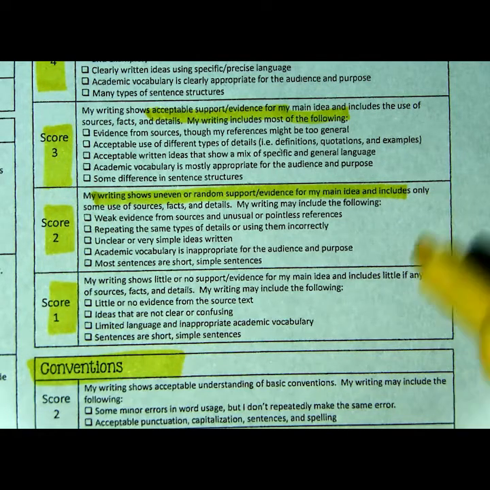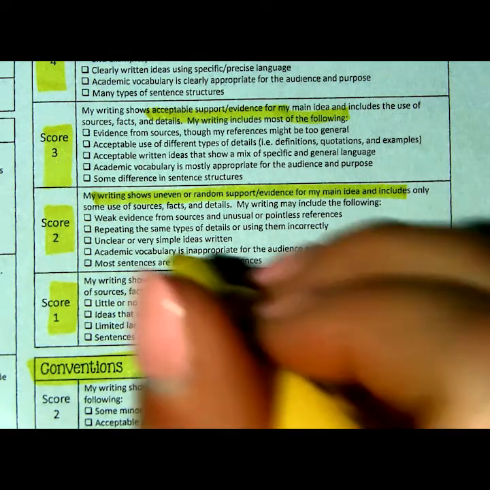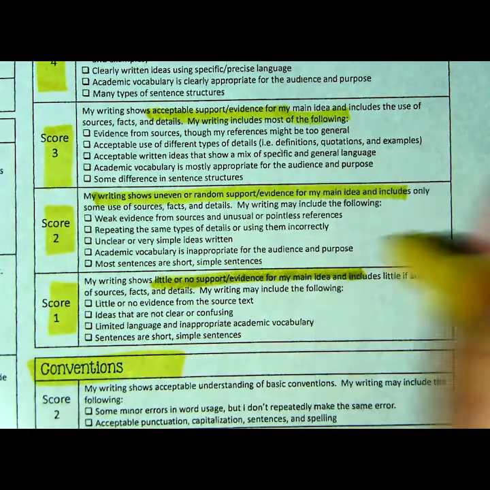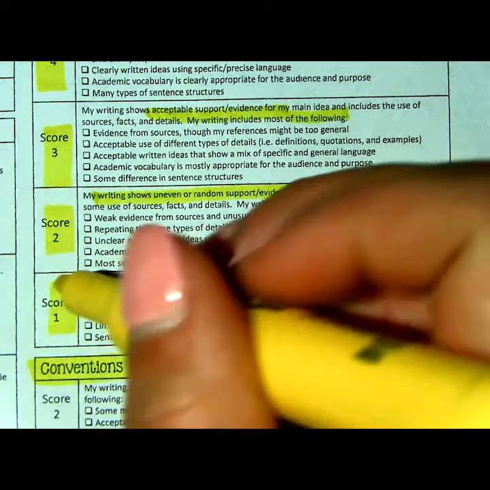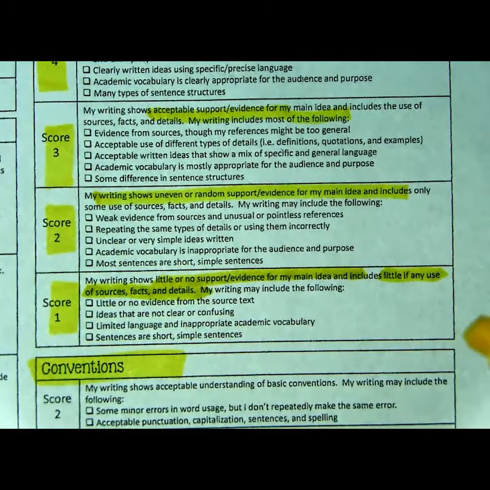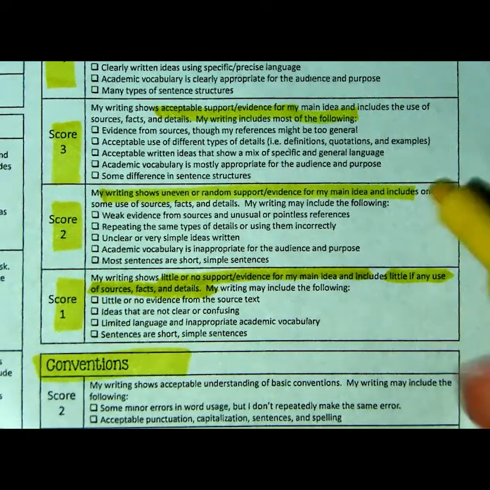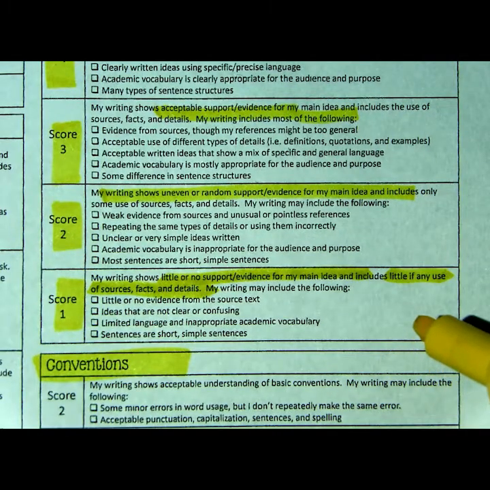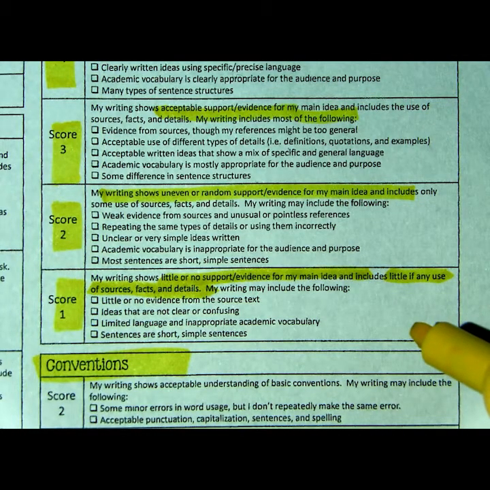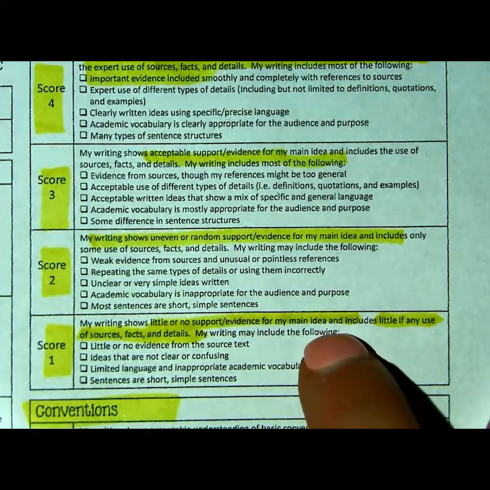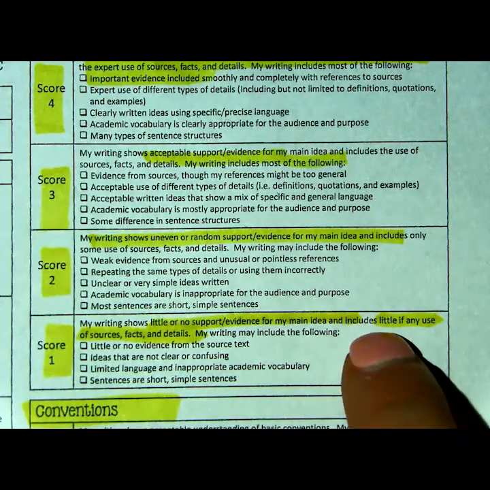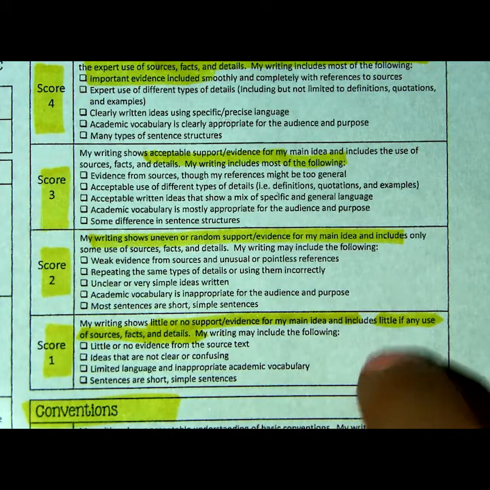Let's look at a score of 1. My writing shows little or no support or evidence for my main idea. It includes little, if any, use of sources, facts, and details. So what this means is that maybe you do have a little bit of text evidence, right? Just a little, but then you're not elaborating on it. I can't really tell as the reader that you selected text evidence and you understand why that text evidence was important. It really doesn't prove that you understand how that supports your main idea.